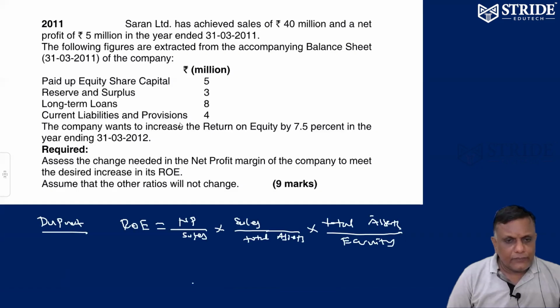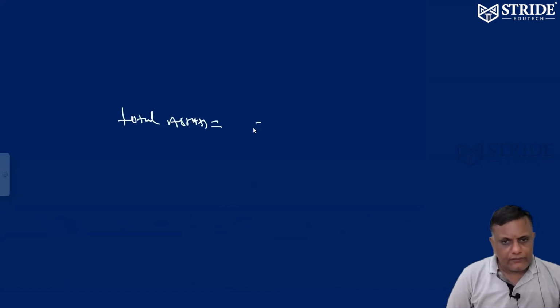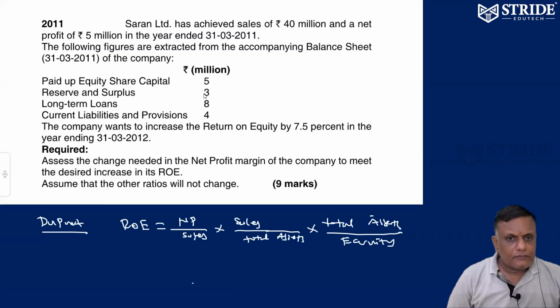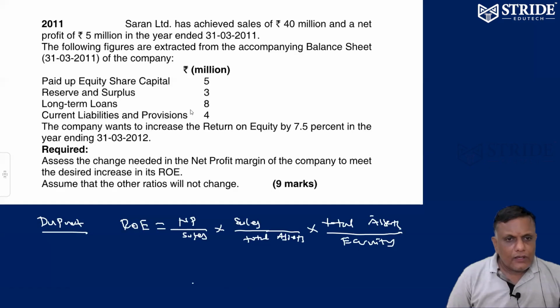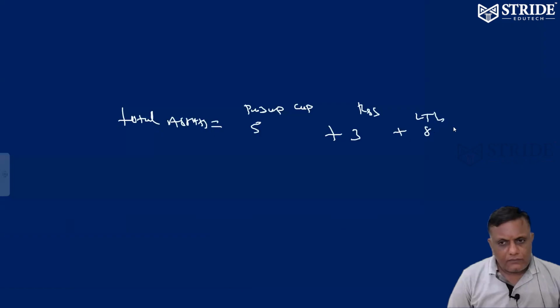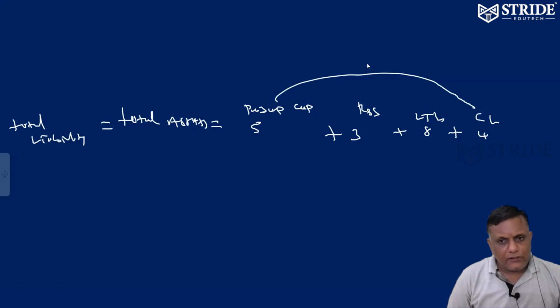So total asset is going to be paid up capital 5 million, R&S 3 million, long-term loans 8 million, because total asset equals total liability. That's the equation I'm applying. Paid up capital is a liability, R&S is a liability, long-term loans are a liability, and current liability 4 million is also a liability. This is called total liability.